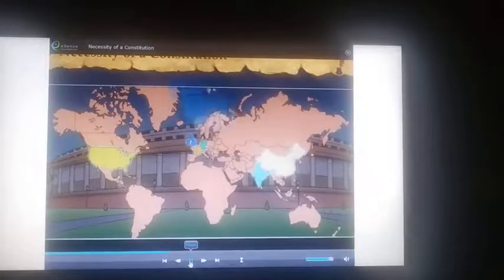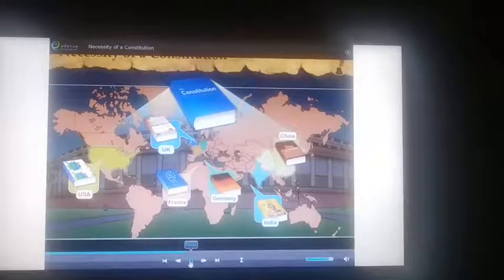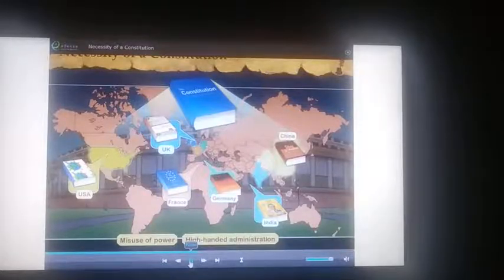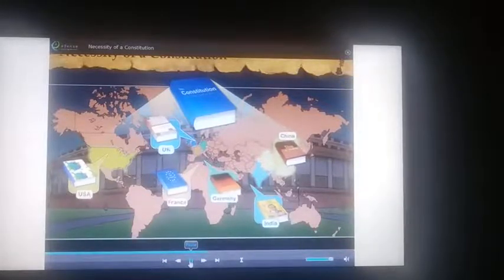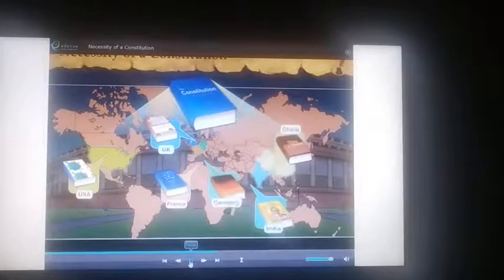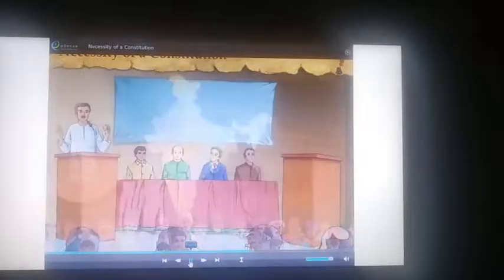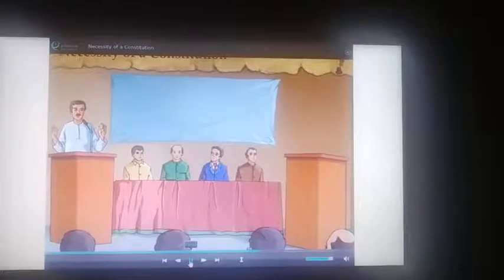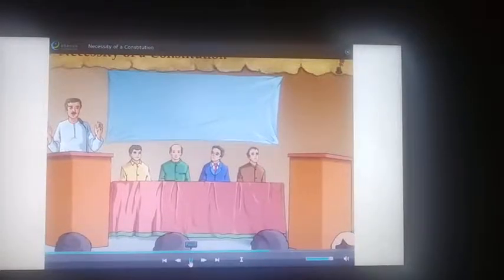Then the third point is, running a country as per the provisions of the Constitution is the same as establishing the rule of law. Then there is no scope for the misuse of power or high-handed administration. If a country is run as per the Constitution, the faith that the common people have in the government increases. They then become keen on participating in the activities of the government. Democracy is strengthened due to the increased participation of the people.